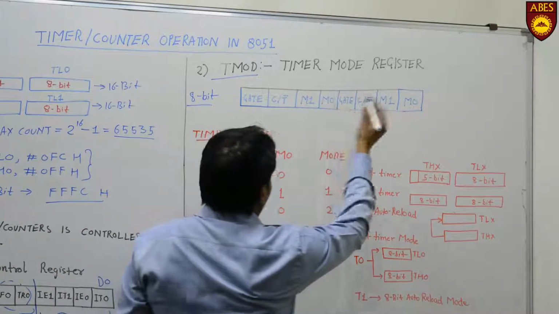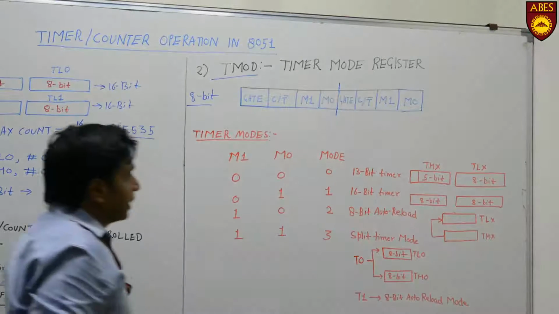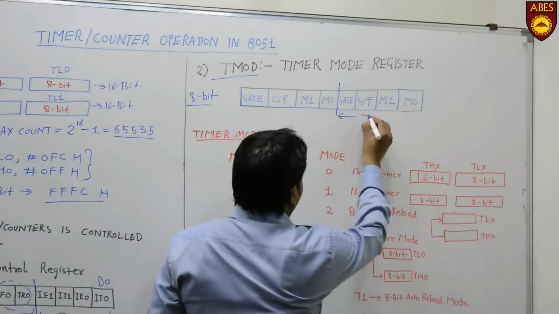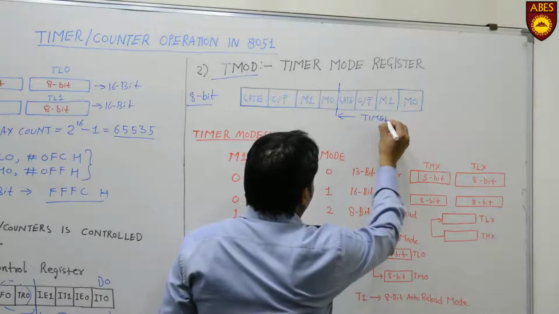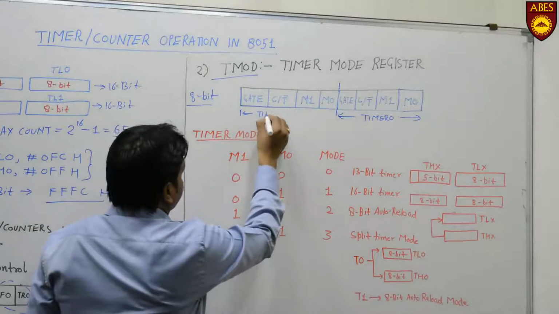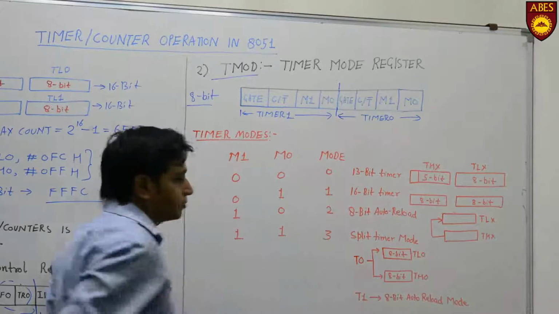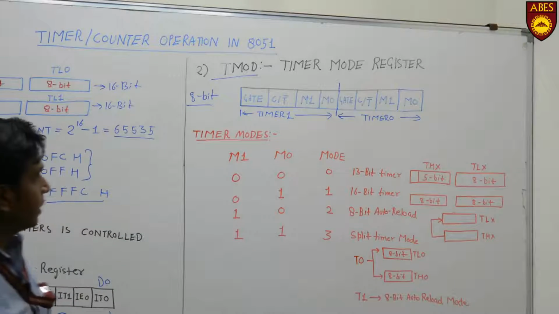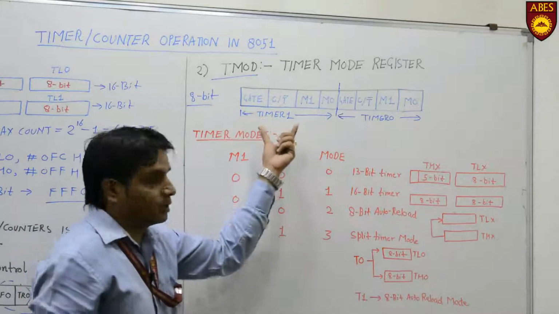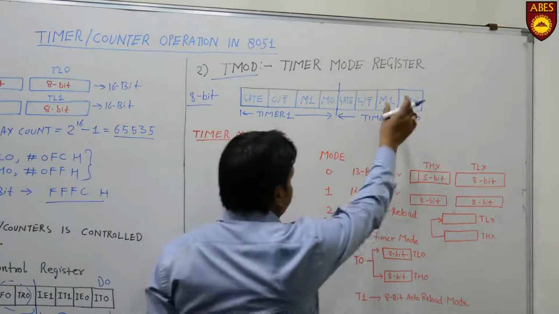So if we see the different bits of this register, again this is an 8-bit register, and it is divided into 2 parts. The lower 4 bits are dedicated for the function of timer 0 and the upper 4 bits are dedicated for the functioning of timer 1. So if we understand the function of the lower 4 bits, the same function applies for the upper 4 bits for timer 1. So we will understand the meaning of different bits one by one.